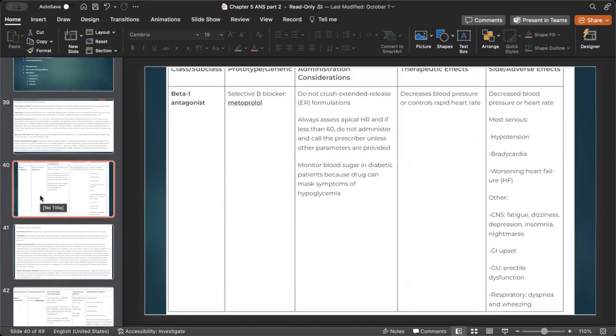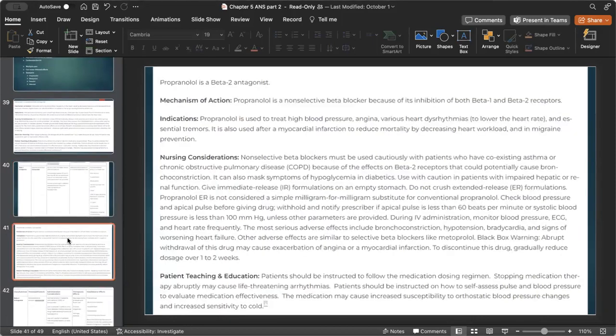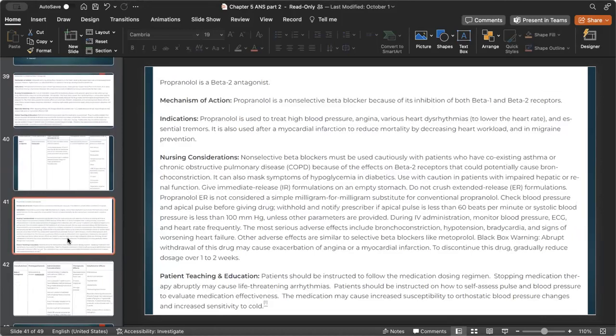GI upset, one of those things. Why? Since it blocks those sympathetic effects, instead of causing your body to not really be able to go to the bathroom, it starts to allow you. Propranolol is a beta 2 antagonist. It's one of those that works on both beta 1s and beta 2s.